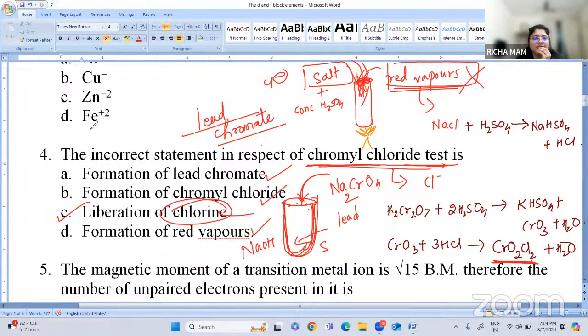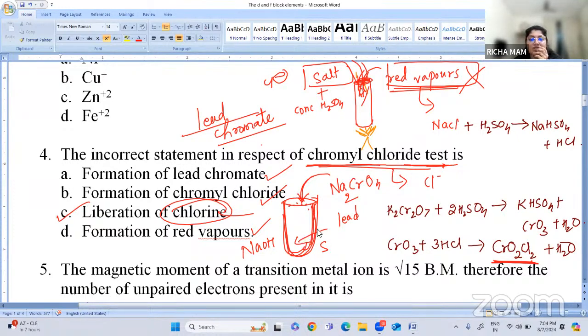So this is the reaction behind the chromyl chloride test. A very important test. They may ask you in your practical viva, while doing the salt analysis, about the chromyl chloride test. So you have to do it properly.